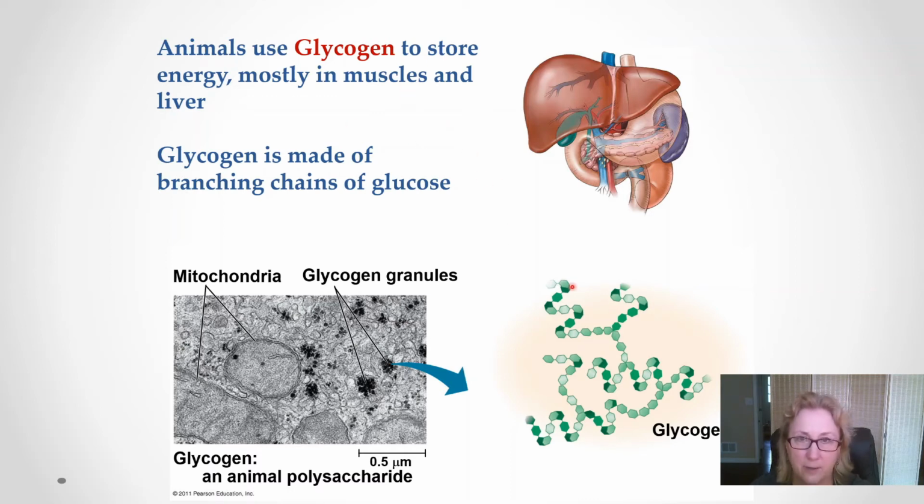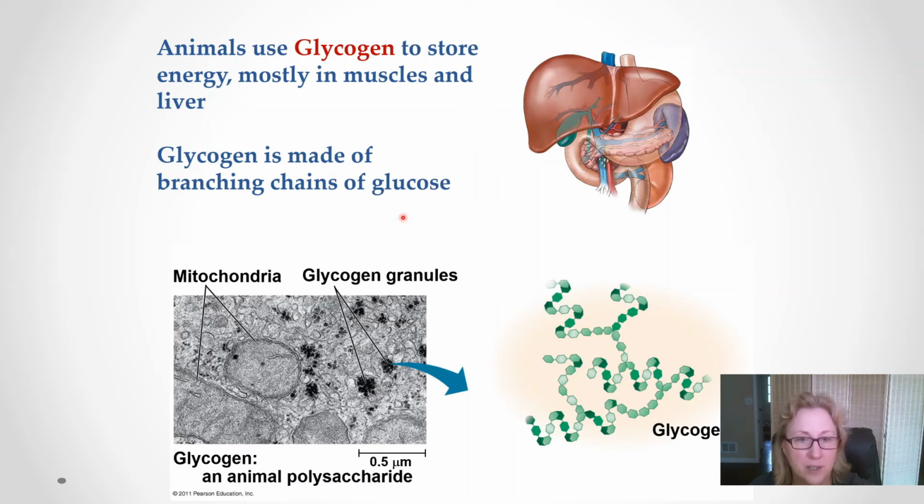And when that runs out, your liver also has the ability to make glucose, which is called gluconeogenesis. It can make glucose from fat if you completely run out of your glycogen stores.